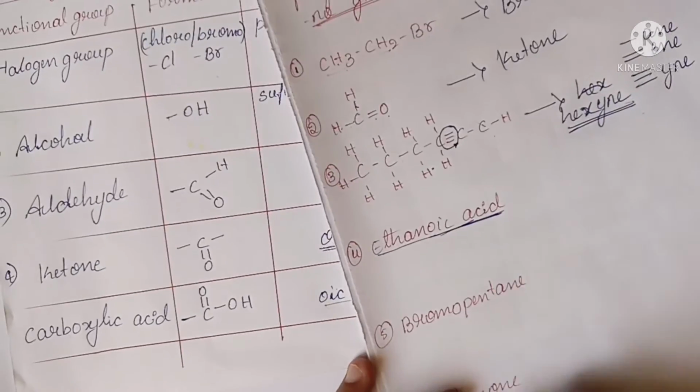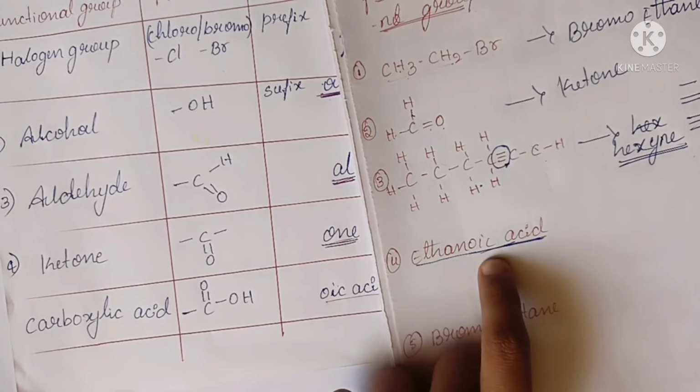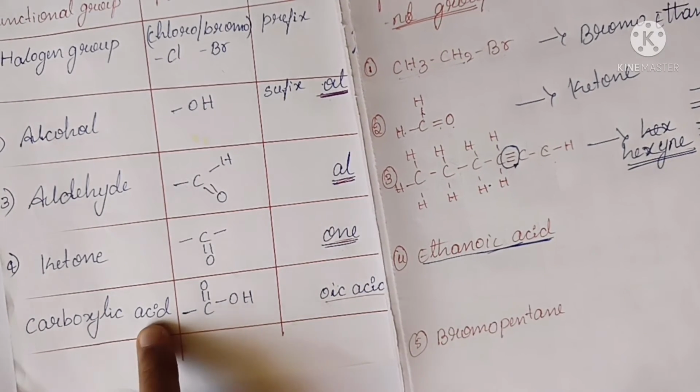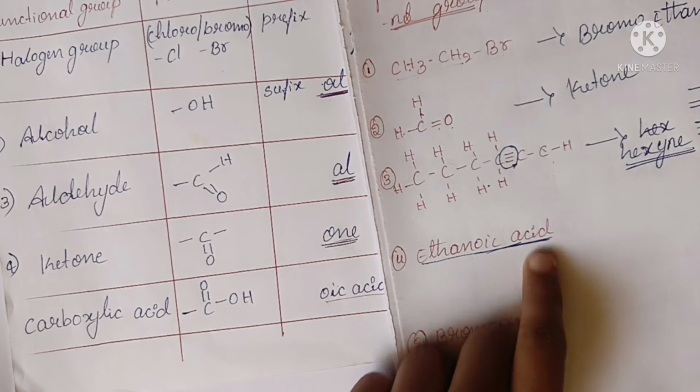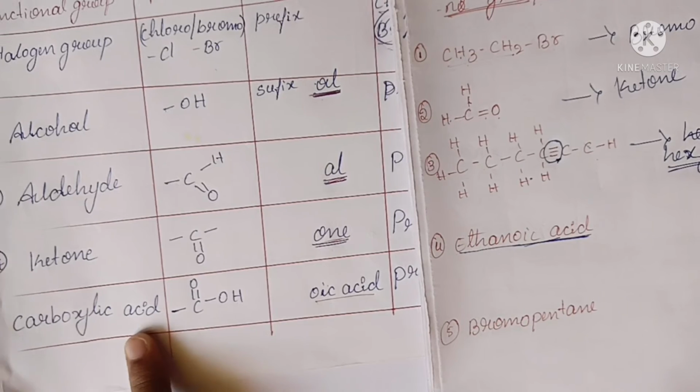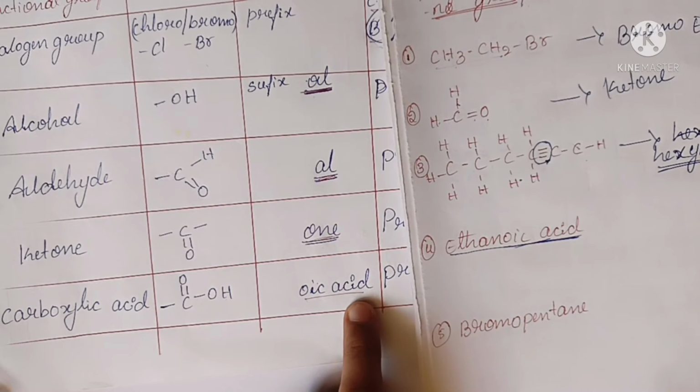It indicates that some functional group is attached to this hydrocarbon, isn't it? So which functional group? That is a carboxylic acid. How to name it? Only by "noic acid". How are we going to know that there is a carboxylic acid? We have one keyword, that is the prefix or suffix, "oic acid". Okay, so this is how.